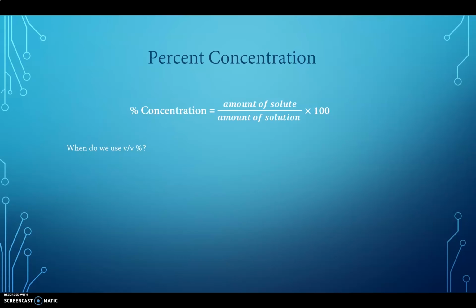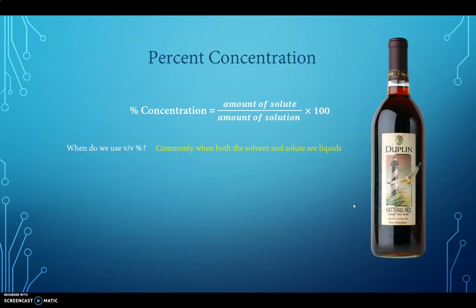The volume percent is logically used when both the solvent and the solute are liquids. A good example is any alcoholic beverage, so wine, beer, whiskey, all of those things, they measure the alcoholic content in volume percent because the alcohol is a liquid and so is the water that it's dissolved in.